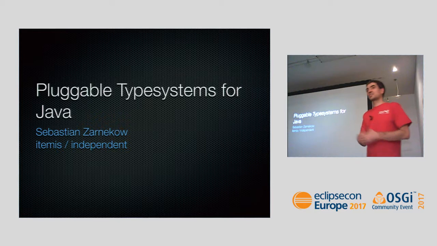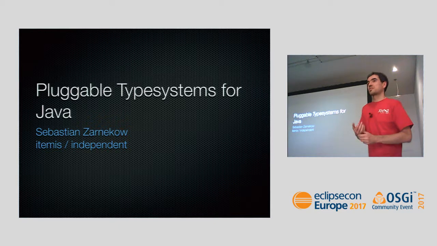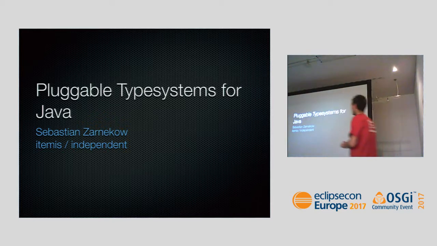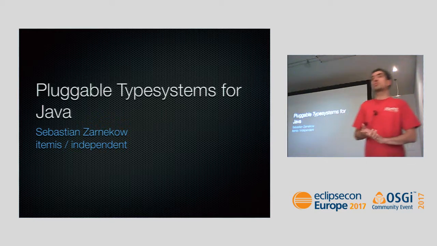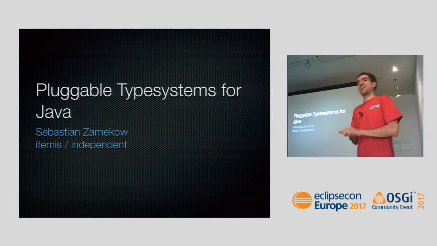I'm a consultant and language engineer at Itemis, and I want to talk about pluggable type systems for Java. Who of you embraces static typing and type checking and wants early feedback from the compiler? Who of you has never seen illegal argument, illegal state exceptions, or null pointer exceptions? One. You are hired.